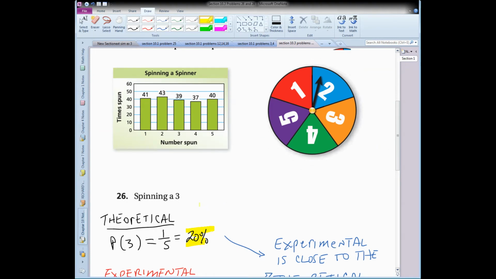So in theory, there are 5 different numbers on the wheel. One of them is a 3. So in theory, the probability of spinning a 3 is 1 out of 5, or 20%.